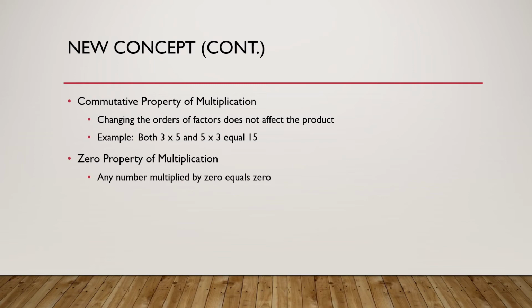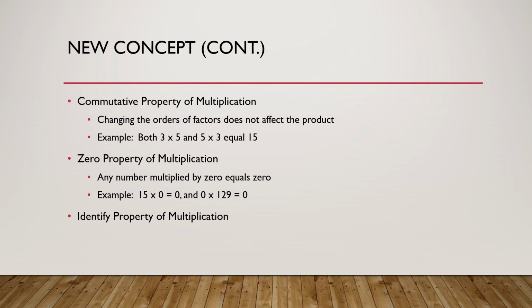The zero property of multiplication is kind of easy to remember. Any number times 0 is 0. So whether it's 15 times 0 is 0, or even 0 times 129 is also 0. No matter how big the other number is, your answer is always 0 if you multiply by 0.